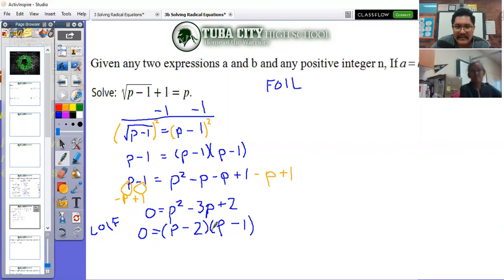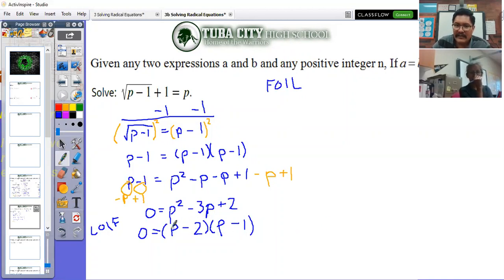And if you want to check it, use the FOIL method again and see if it works out. P times p is p squared, okay? Outside is -1p. Inside is -2p, so -1, -2 makes -3, so it still works out. And last number, -2, -1, multiply them together, you get +2, so this works out.